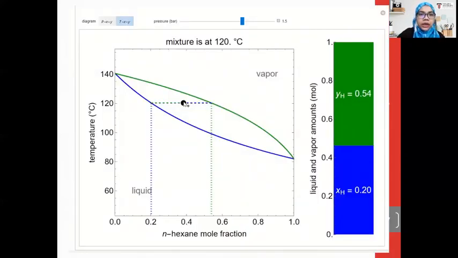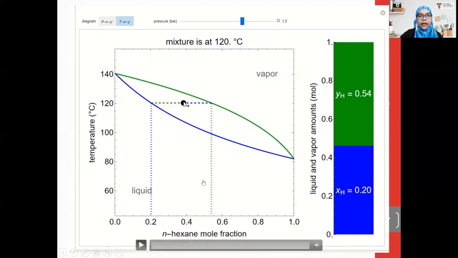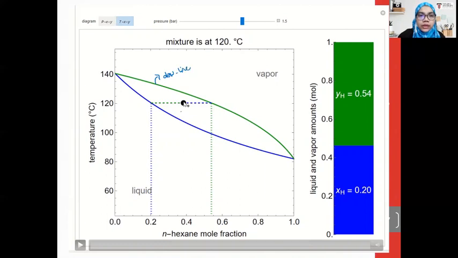Okay, for example, here we have the diagram of temperature versus composition. This substance is n-hexane. We have the vapor phase at a higher temperature, and at a lower temperature we have the liquid phase. The green line here is the dew point line, or dew line, and this is the bubble line.